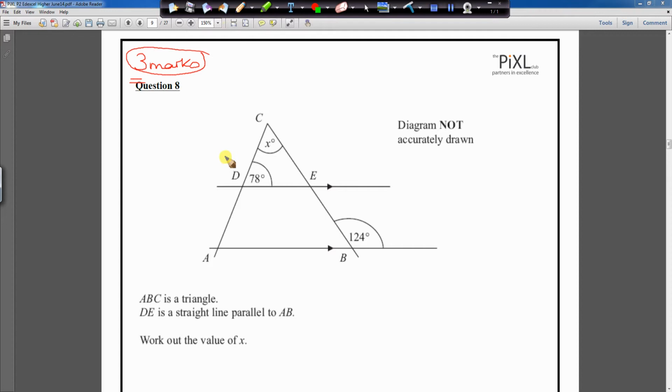Okay, right. ABC is a triangle. We can see ABC is a triangle. Okay, let's get my pen sorted out. ABC is a triangle. D is a straight line parallel to AB. So let's just take an obvious in this question. Work out the value of x. So we have to work out this angle here.